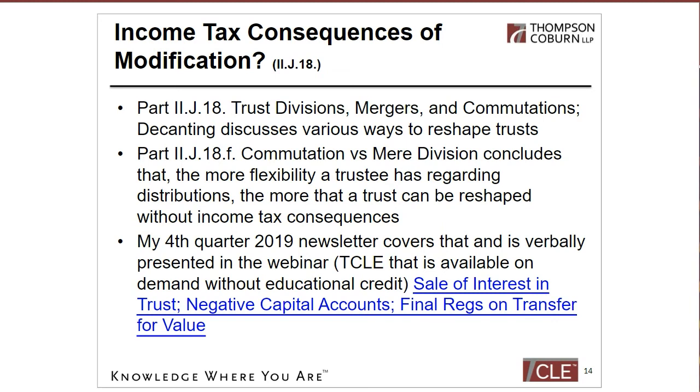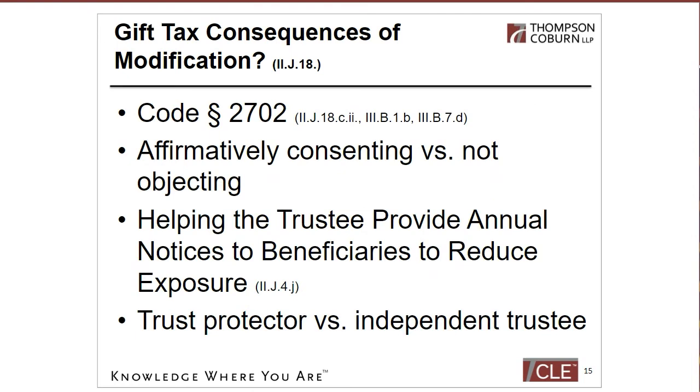Okay, so let's go on to the next slide. What are the gift tax consequences of modification? Again, the question is, what beneficial interest is the beneficiary giving up? And then, should the beneficiary have sued to protect that beneficial interest? If the beneficiary hadn't been receiving any distributions, it's really hard to put any significant value on that beneficiary's rights. It may be a totally nominal value. And there are some private letter rulings that have suggested that there could be a beneficial interest with only a nominal value.